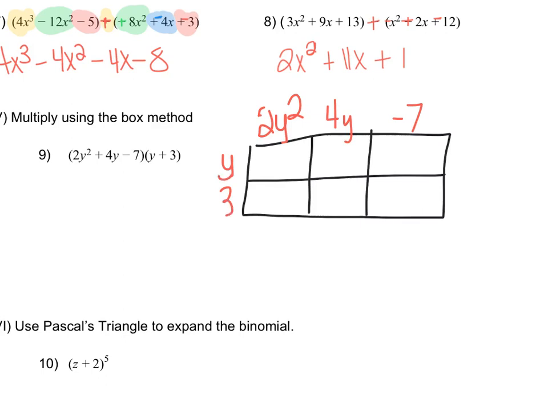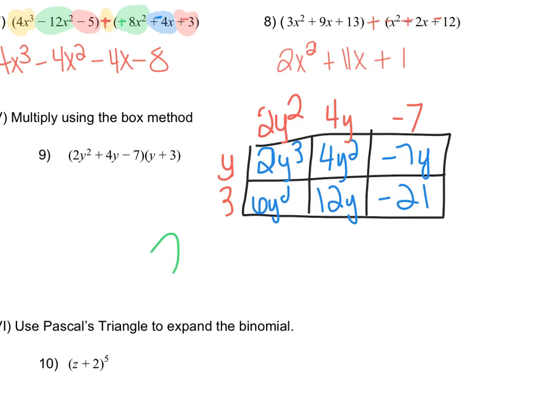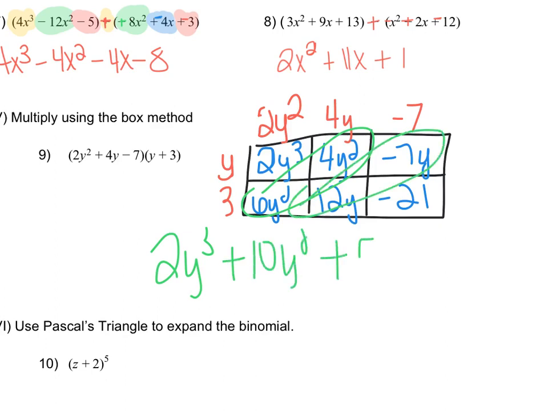Then I'm just going to multiply, so I'd have 2y to the third, 4y squared, negative 7y, 6y squared, 12y, and negative 21. When I combine them, I get 2y to the third. If I put my y squareds together, I get 10y squared. If I put my y's together, I get 5y minus 21.